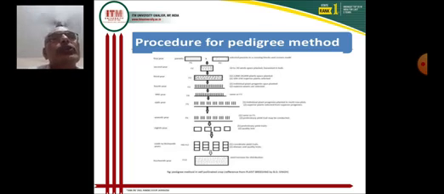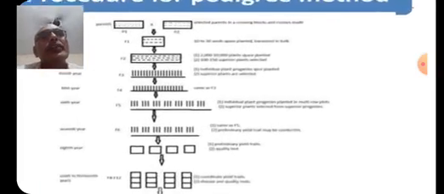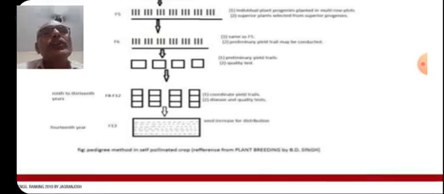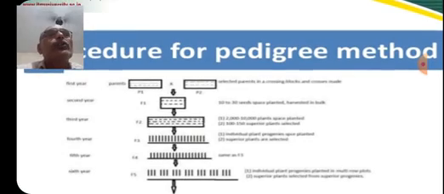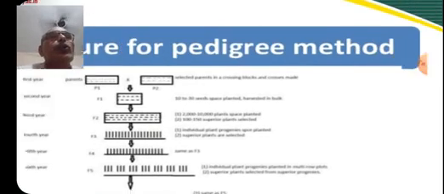That is the procedure for pedigree method, which is described earlier. It is outline of the pedigree method. With the help of this outline, you can prepare plan of pedigree method for crop improvement.